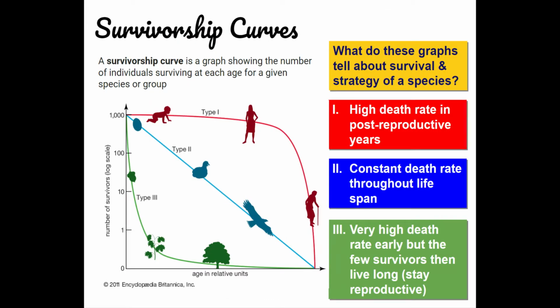A survivorship curve is a graph that shows the number of individuals surviving at each age for a given species or a group. There is type 1, type 2, and type 3. So type 1 in red, there's a high death rate in the post-reproductive years. For type 2 in the blue, it's a constant death rate throughout the lifespan. And then for type 3, there's a very high death rate early in the lifetime, but the survivors are going to live for a long time.